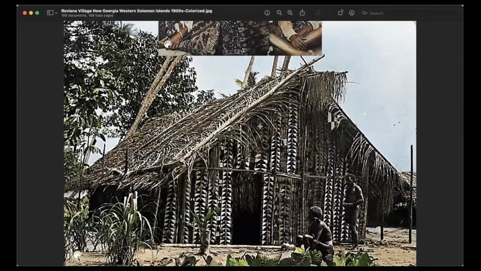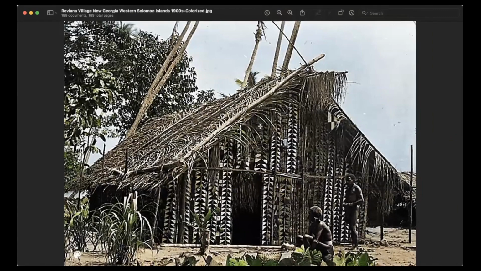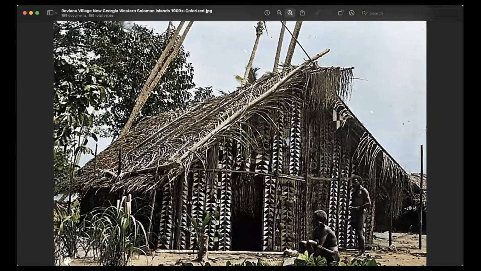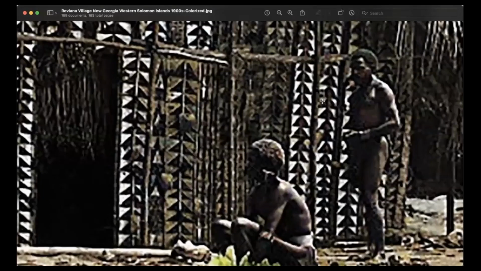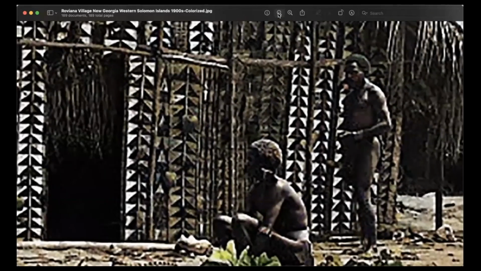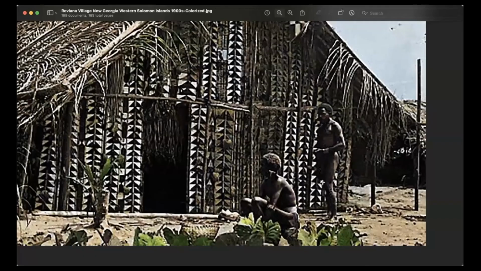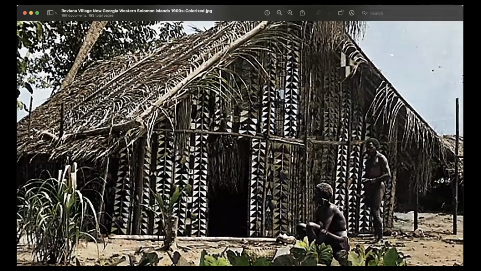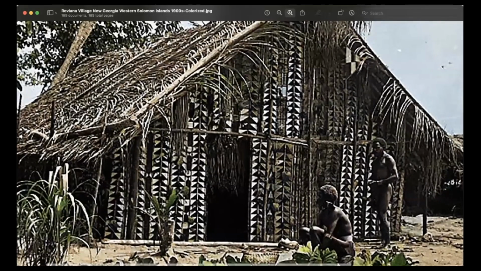And here we have people in the Rubiana village of New Georgia, Western Solomon Islands. Solomon Islanders, all right? Again, indigenous Solomon Islanders, so-called Negros. And again, being enslaved by the Portuguese and Spanish, being brought to Americas and being labeled so-called Chinos. Chinos. Here's your Chinos, guys.